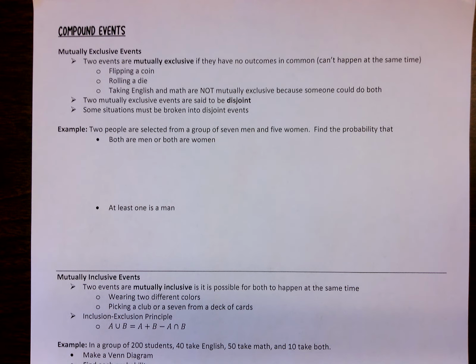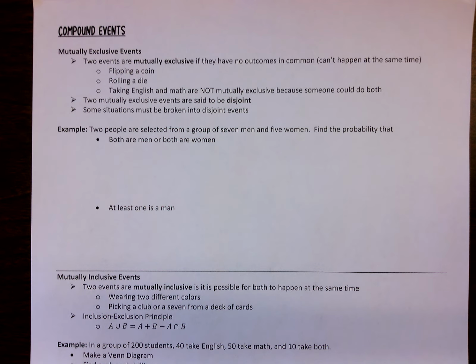Those are mutually exclusive, versus taking an English class and a math class. Those are not mutually exclusive because you could be in both. You could take math and English at the same time, meaning in the same year. So since you can do both, it's not mutually exclusive. Those would be considered mutually inclusive. If two events are exclusive, then we say that they are disjoint from one another. In some situations, you have to break into disjoint events in order to analyze the probability of it happening.